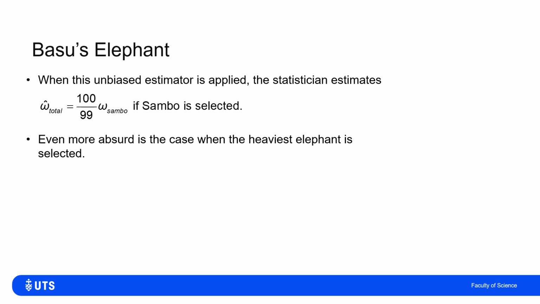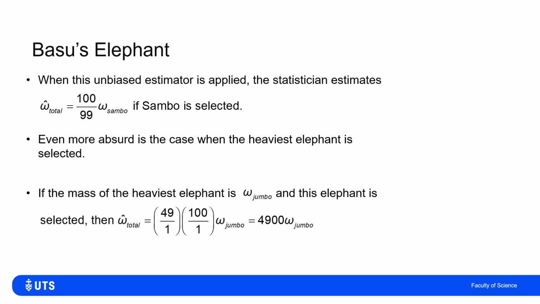Even more absurd if I think of the case, let's say I pick the heaviest elephant as the one selected. Well, in that case, I only had a 1 in 100 chance of not picking Sambo, and I only had a 1 in 49 chance then of picking the heaviest one from the other 49. So in fact, in this case, I would estimate that the total mass of the elephants is 4,900 times Jumbo's weight, where Jumbo is the heaviest elephant. So this clearly is even more absurd.